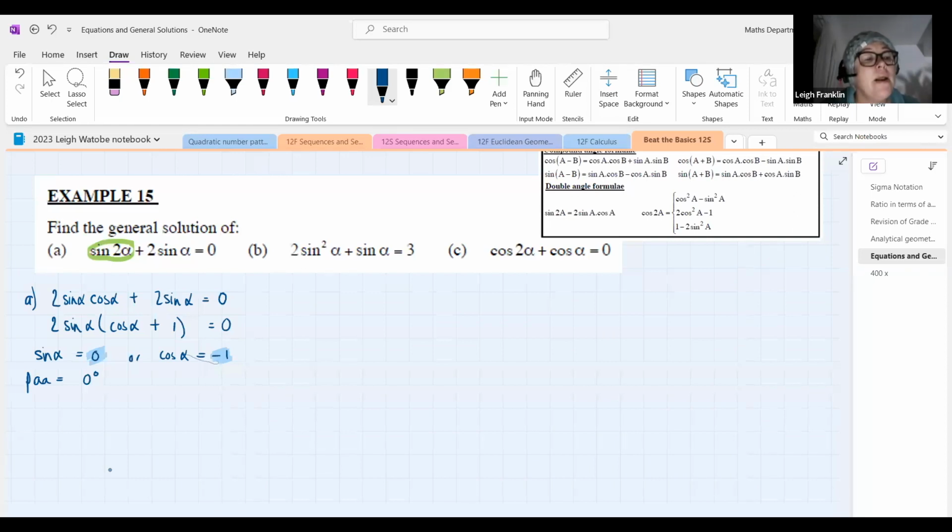In quadrant 1, we would end up with alpha is equal to our PAA, which is 0, plus k times 360, k is an element of the integers. Or in quadrant 2, we would say 180 minus, that's our reduction formula for the second quadrant. So 180 minus 0 is 180 plus k times 360, k is an element of the integers.